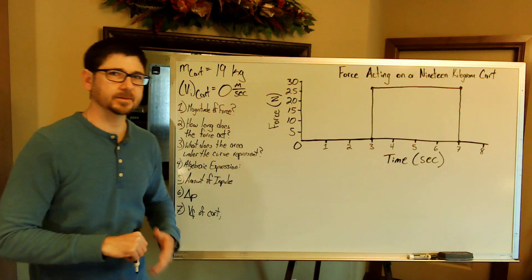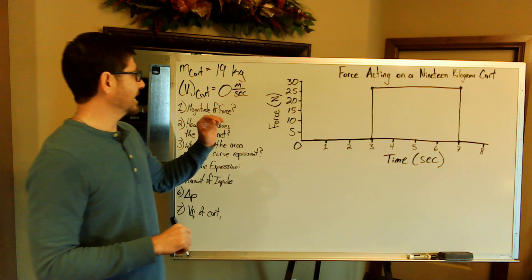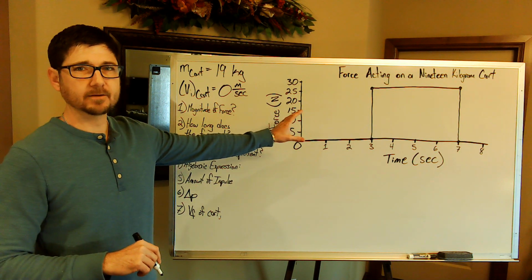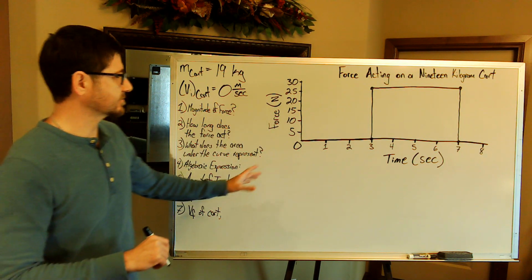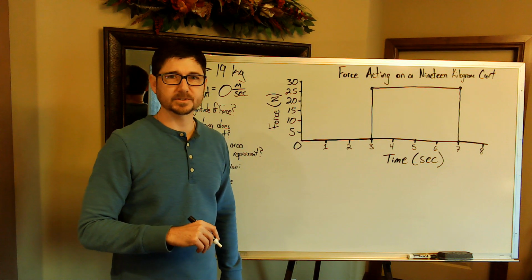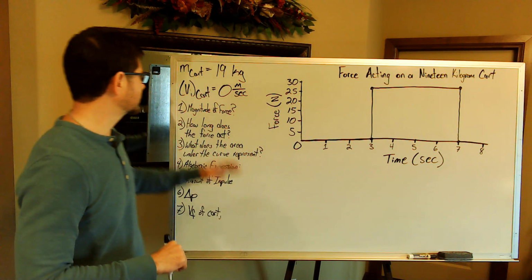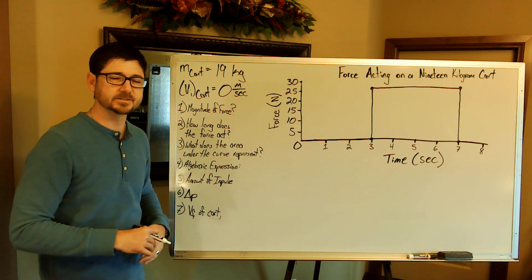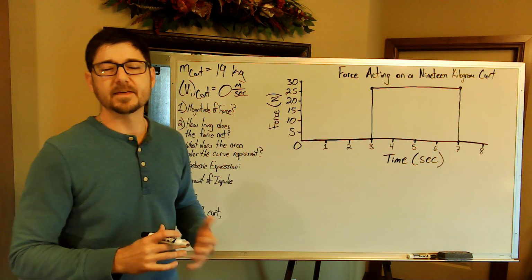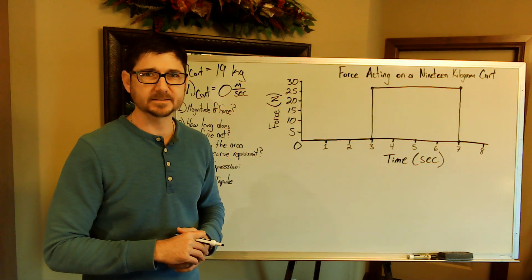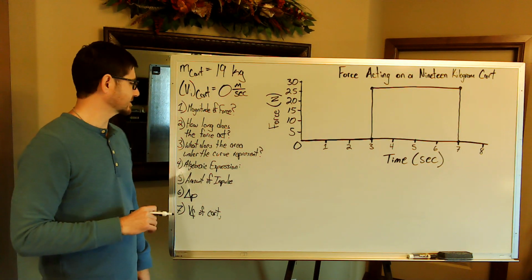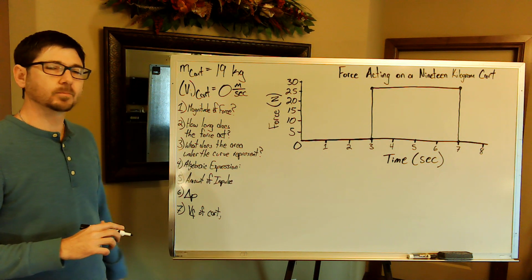Now, for this assignment, we have a force acting on a cart. I have provided a graph up here for you. This graph is also drawn on your assignment, and it says that the cart is initially at rest, so its initial velocity is 0 meters per second, and the mass of the cart is 19 kilograms. There are 7 parts to this assignment. So let's begin with number 1.